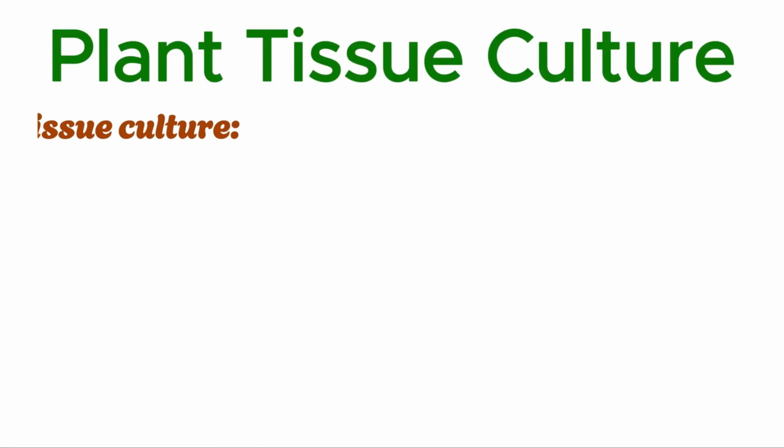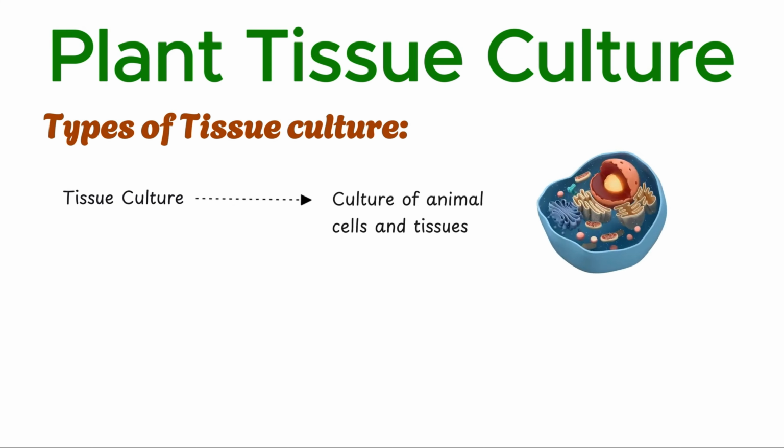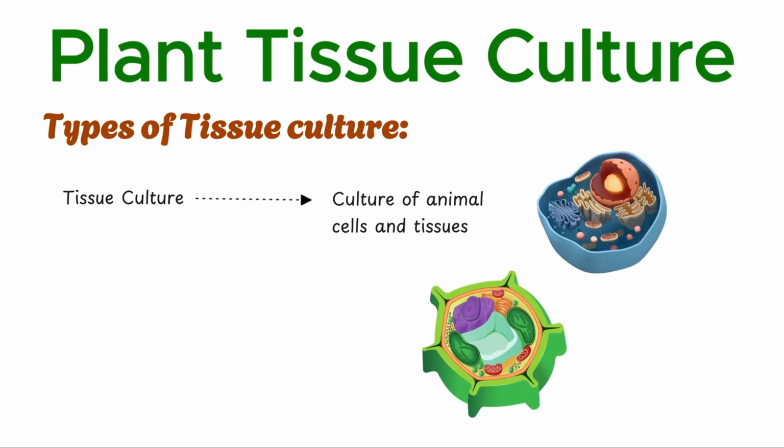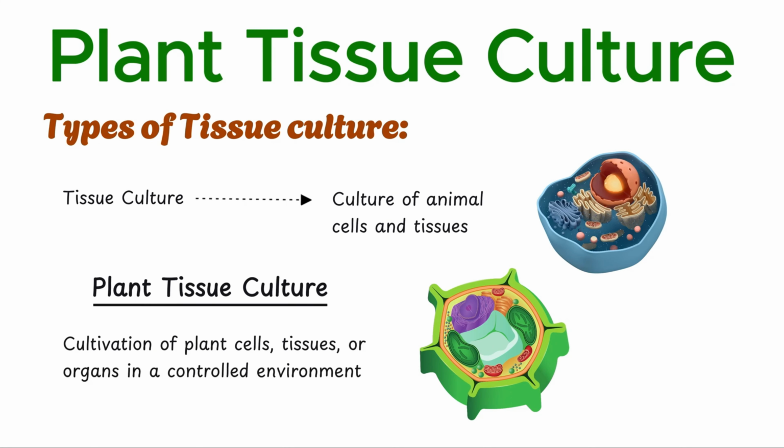Let's take a closer look at the types of tissue culture. Tissue culture is a broad term generally associated with the culture of animal cells and tissues. However, when it comes to plants, the specialized term plant tissue culture is used to describe the cultivation of plant cells, tissues, or organs in a controlled environment.